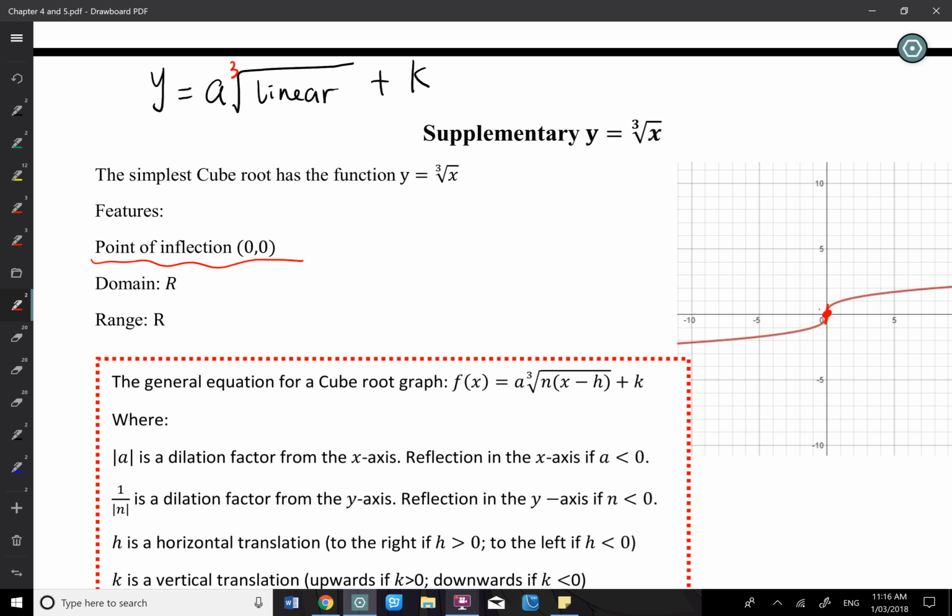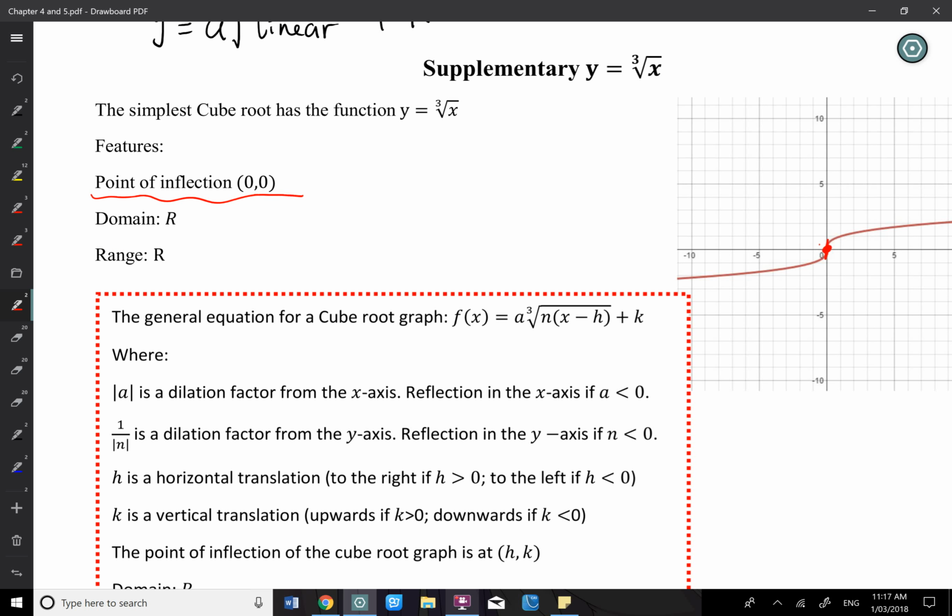Go back to the first 3 graphs we have learned so far. Hyperbola has 2 asymptotes, truncus has 2 asymptotes, and square root has an endpoint, which is the 0, 0 endpoint. And now cube root will have a point of inflection. Cubic graphs will have a point of inflection too. For this graph it is 0, 0.